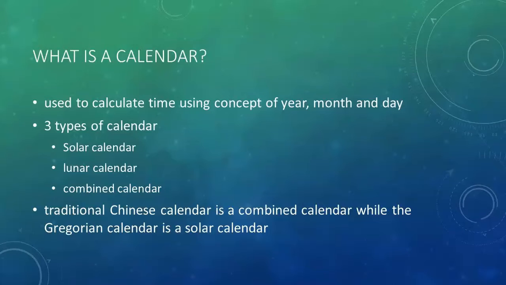And the modern-day calendar that we use is the Gregorian calendar. It doesn't really track the moon's movement. So on the 1st of January, you don't really see a full moon. It doesn't track that. What it tracks mostly is the 365 days, one cycle around the sun.